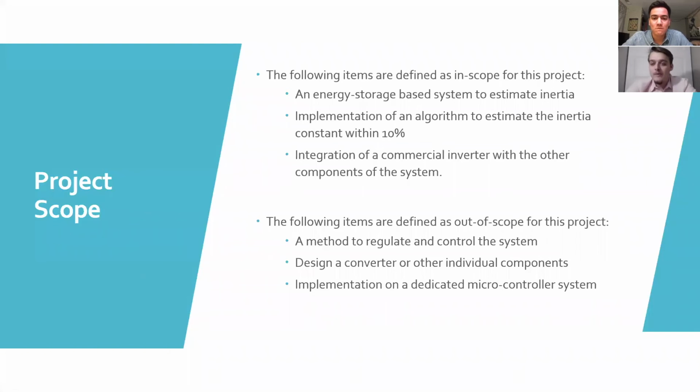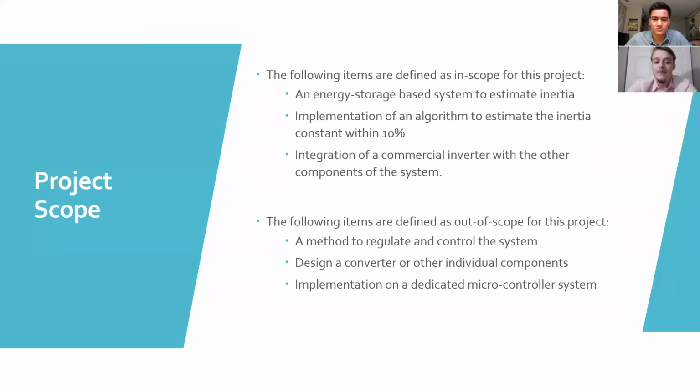All right, we'll talk a little bit about the project scope. First, talking about what's in scope. We have an energy storage-based system to estimate inertia. There are other methods out there. We are using a battery inverter combo to send the excitation signal to disrupt the system. That is one approach, and that's what we'll be doing.